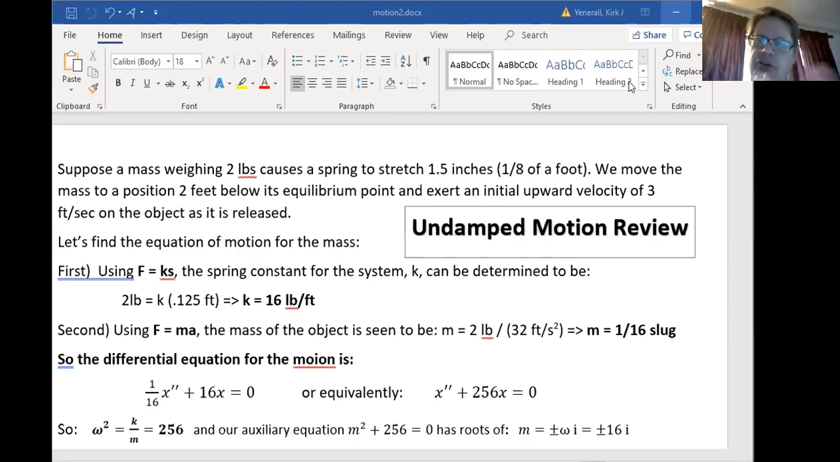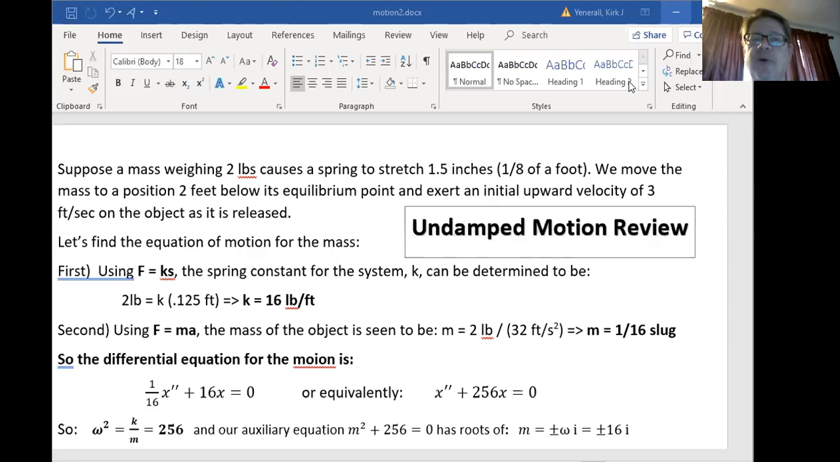And then we're going to introduce an additional term into the mix and take a look at how that affects the motion. And we'll take a look at whether we end up with underdamped motion, overdamped motion, or critically damped motion as a result of the extra factor that we introduce. But let's begin here with a review. Never a bad idea to do some review of the material from section 5.1.1.